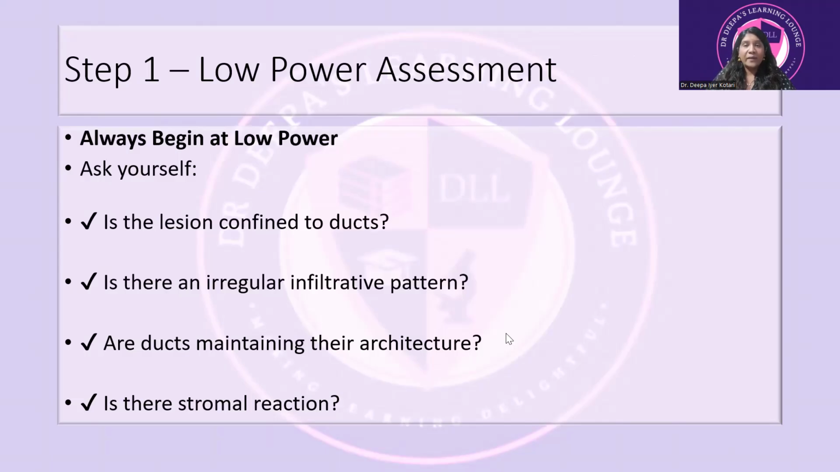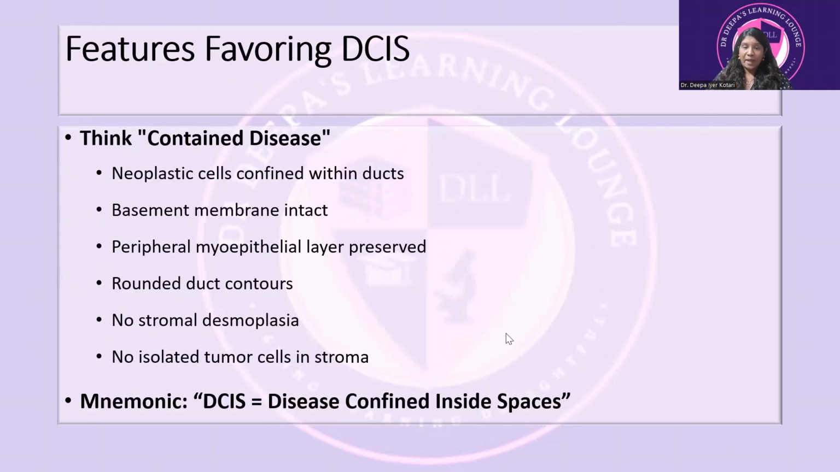The low power will give you a good clue of the architecture, and the architecture is often more important than the actual cytology of any tumor. Before looking at the nuclei and before deciding if the lesion is within the boundaries or not, look at its architecture in toto. So that is the first important step: look at it in low magnification.